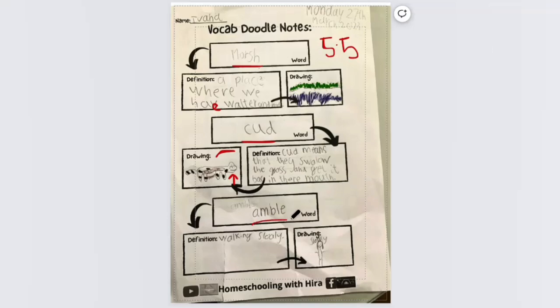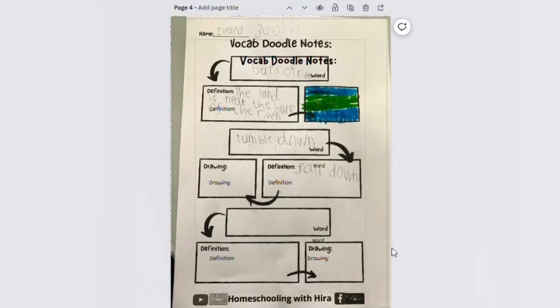Then she wrote the word amble. It was a new word for her. Walking slowly. This is what she inferred. And this lady is walking slowly. You can see the body language of the girl.